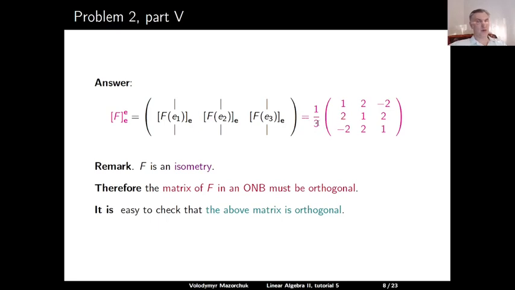Divided by 3 is 1. And this we can do for each column. So each column has length 1, and the different columns are orthogonal. 2 plus 2 minus 4 is 0. Minus 4 plus 2 is 0, and so on. It is easy to check that this matrix has orthonormal columns, and hence is an orthogonal matrix.